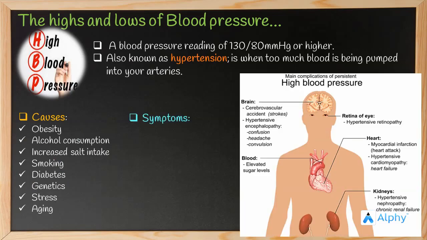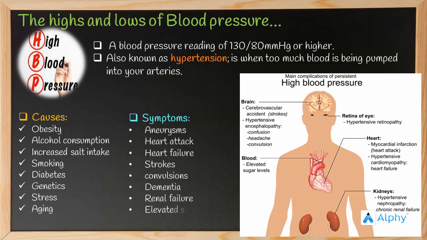Next, we have the symptoms. Okay, so they are aneurysm, heart attack, heart failure, strokes, convulsions, dementia, renal failure, and elevated sugar levels. Okay, so the word aneurysm, it means rupturing of the arteries. Okay, next the person can have a heart attack or a heart failure. When the brain is concerned, the person can have symptoms like strokes and convulsions. Okay, convulsions means seizures, or they are popularly known as mirgi ka daura in Hindi. Okay, so convulsions, they are basically seizures.